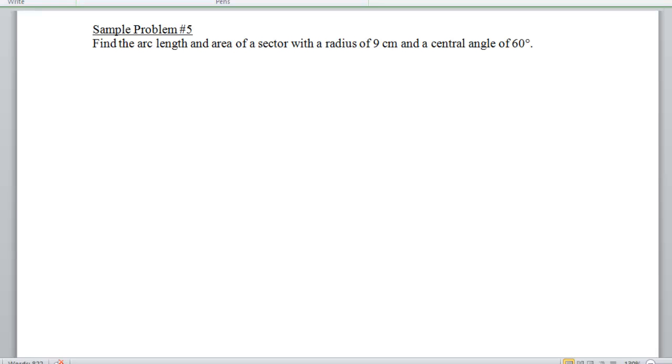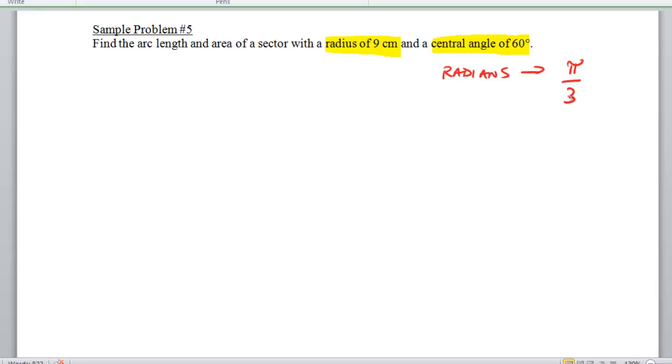Okay, and so as we look at this problem, it says to find the arc length and the area of the sector. We were given a radius of 9 centimeters, and we were given a central angle of 60 degrees. And so the first thing we have to do is understand what that is in terms of radians. And you remember 60 degrees is the same thing as pi over 3.